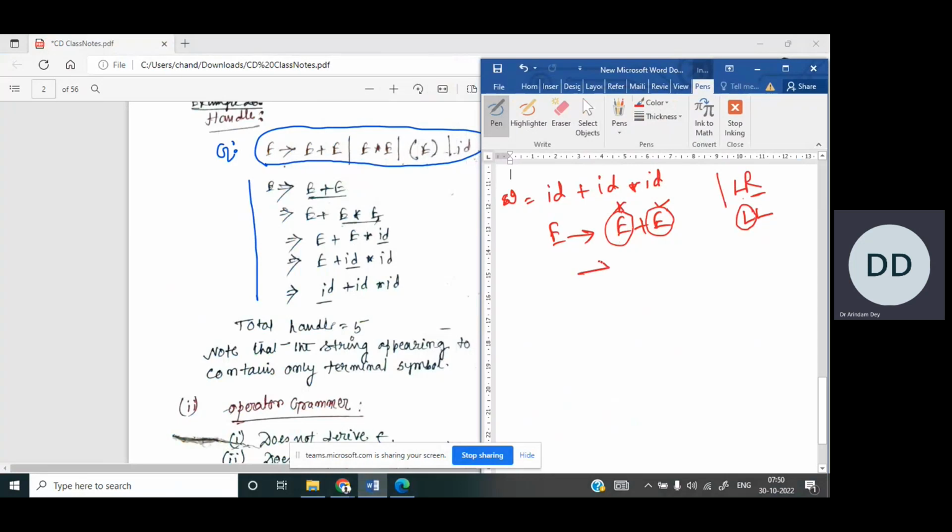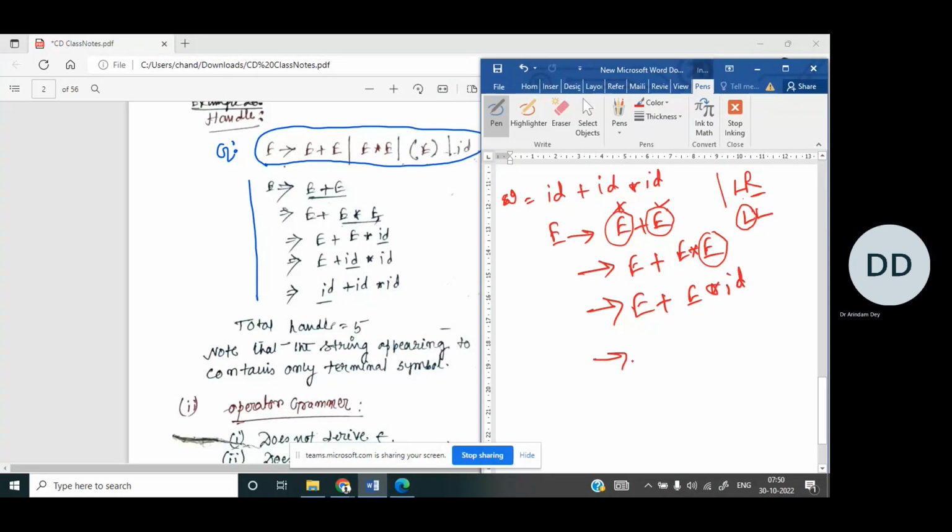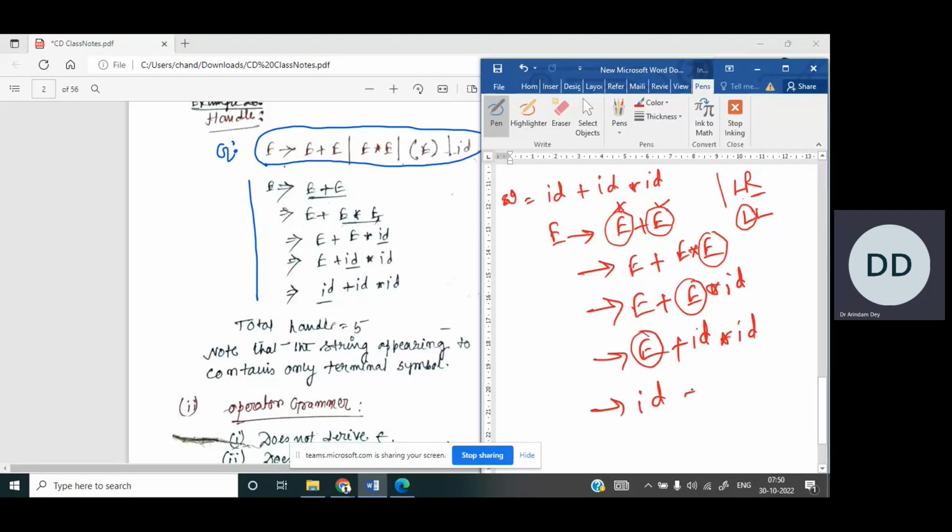Correct. So now if I factor it, E to E, this E remains same. And this E, I am replacing with E star E. Correct. Once it is done, again the right variable is this one. I am changing E to id, you can check. So star id. Then again this E plus this E I am breaking now. This is id star id. Again then this E I am breaking finally. This is id plus id star id.